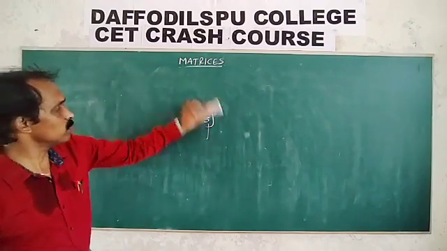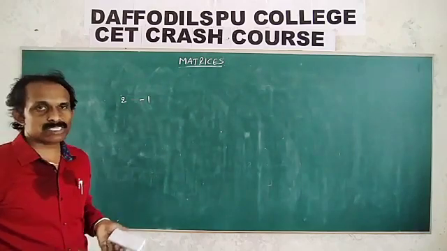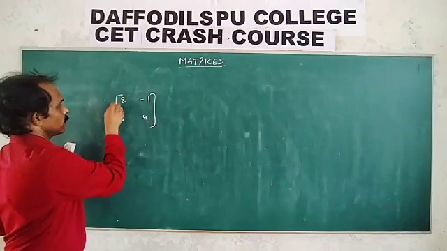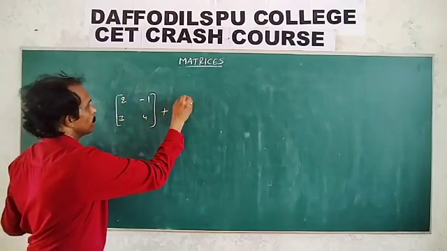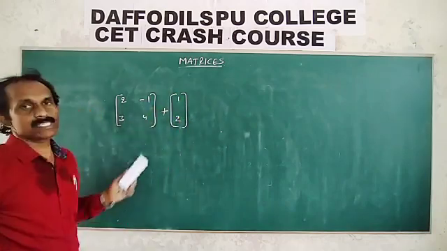Summation of two matrices, or their difference or subtraction. Like this summation, and this also. When is it possible? This is possible. This is not possible.